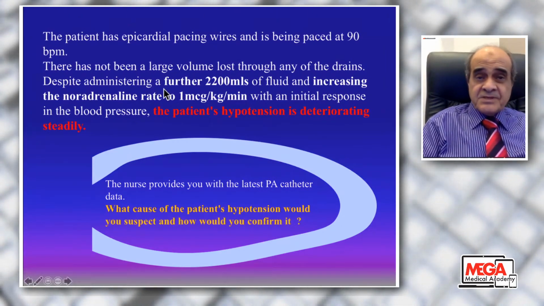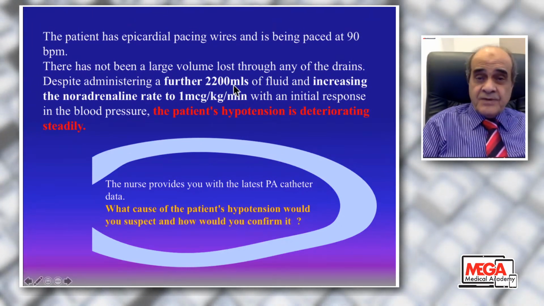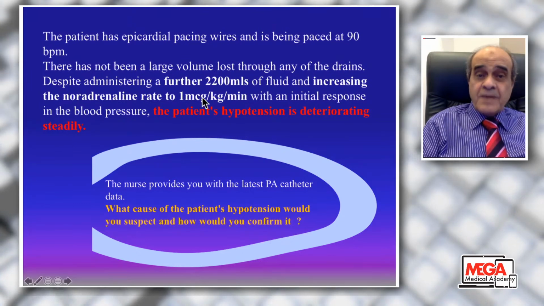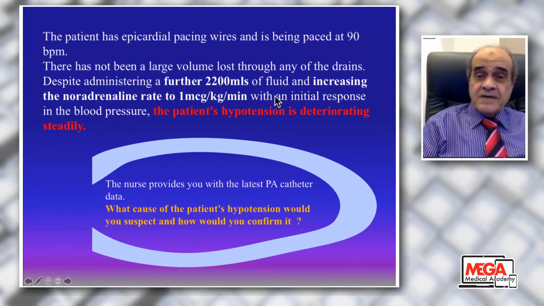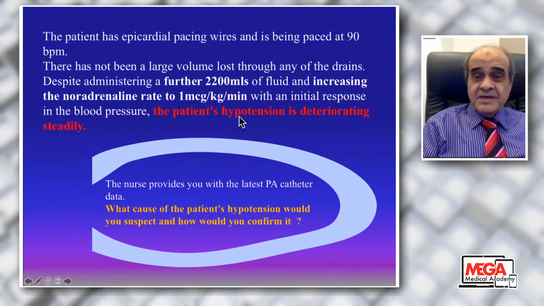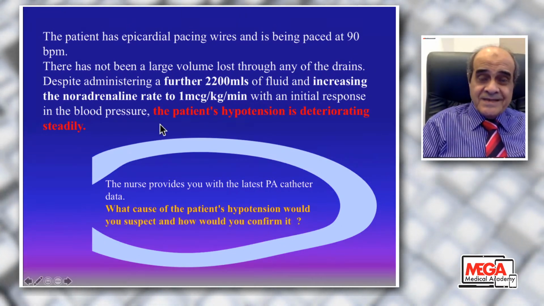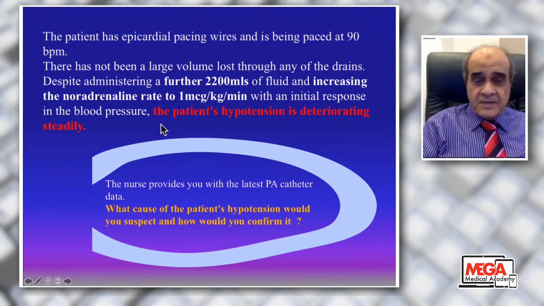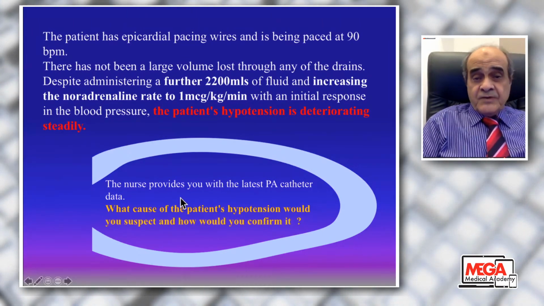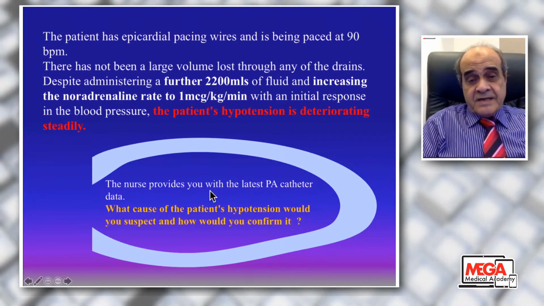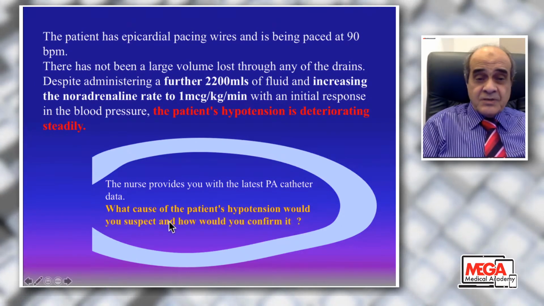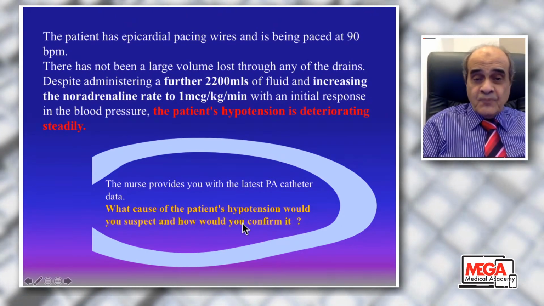Despite administration of a further 2,200 mL of fluid, and increasing the noradrenaline rate to 1 microgram per kg per minute, with an initial response in the blood pressure, the patient's hypotension is deteriorating steadily. The nurse provides you with the latest pulmonary artery catheter data. What is the cause of the patient's hypotension you would suspect, and how would you confirm it?